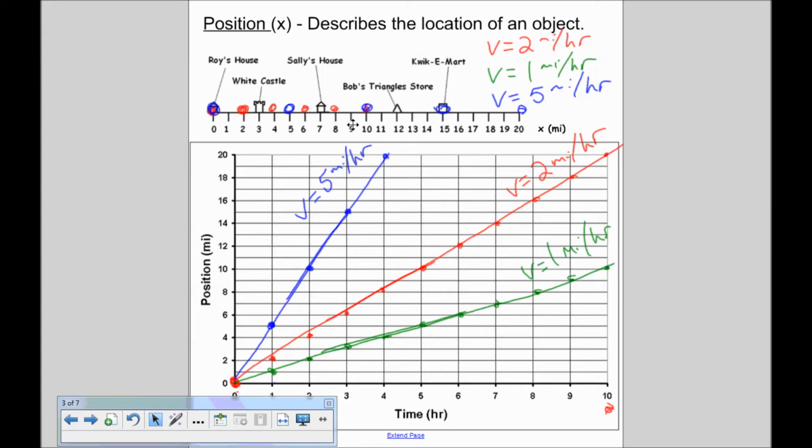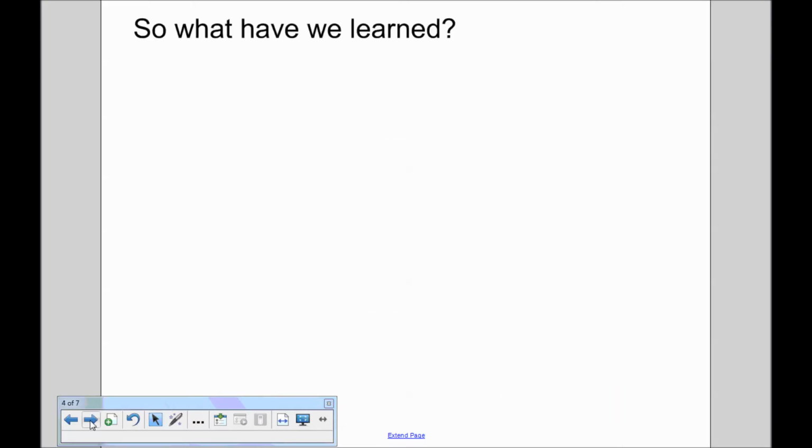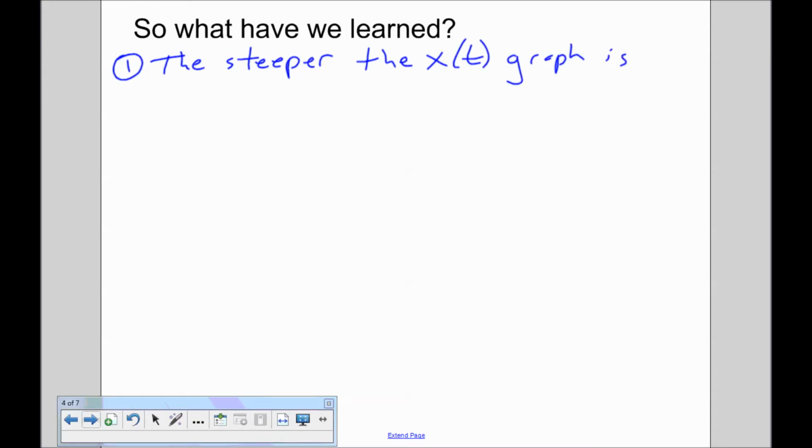So what have we learned? Thing number 1. The steeper your position time graph is, the faster the object is moving. A lot of times physics teachers will tell students that the slope of the line is the velocity, right? Slope is a measure of how steep the line is, and velocity is a measure of how fast the line is. So that's basically what's going on here.